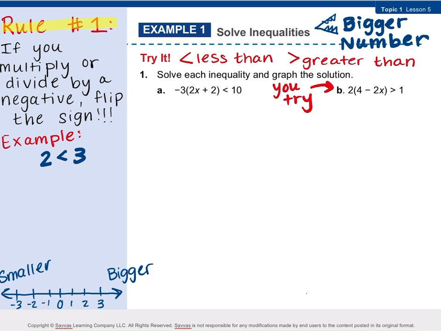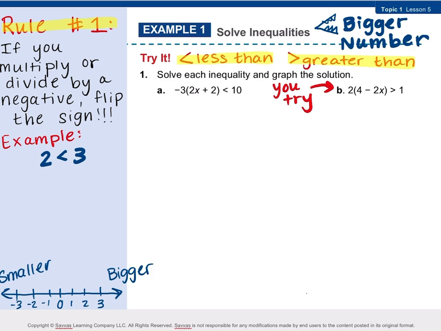The first most important rule, our only new rule, is if you multiply or divide by a negative, you have to flip the sign. Our signs are less than and greater than, which I wrote up here at the top. Remember, the mouth of the sign always opens towards the bigger number. If you pretend it's the mouth of an alligator, it's always going to eat the bigger number.